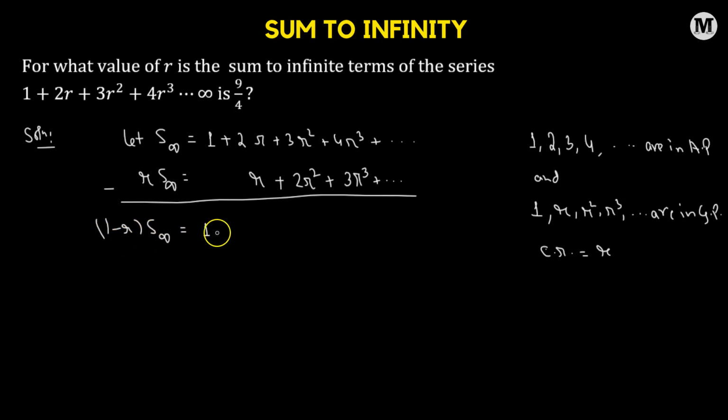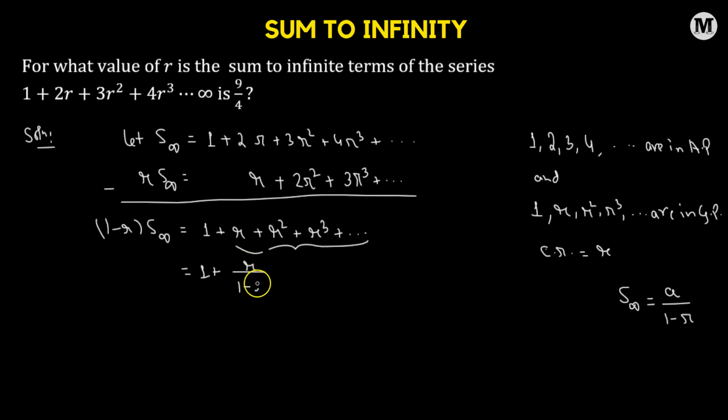So this will be equal to 1 added to 2r minus r, that's r, added to 3r squared minus 2r squared, that's simply r squared, added to 4r cubed minus 3r cubed, that's r cubed, and this goes on. Now here what we have is 1 added to a geometric series. This is an infinite geometric series whose first term is r and the common ratio is r. And we know the sum to infinite terms of a geometric series has a standard formula given by a over 1 minus r, where a is the first term and r is the common ratio. That means in our case we have r over 1 minus r.